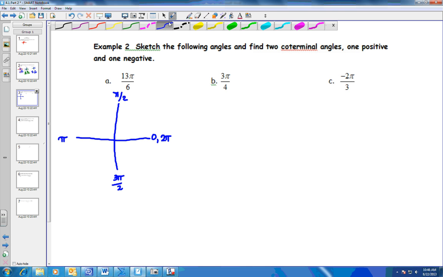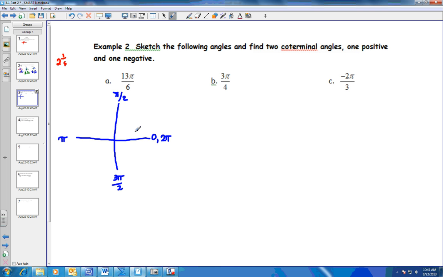All right, so if I want to sketch 13 pi over 6, one way to do this is to change this to degrees from your assignment from yesterday. That's going to be a lot of extra work. Here's how I look at it. 13 over 6, isn't that the same as 2 and a sixth? Okay, that means I'm going to go around 2 complete revolutions and then a sixth of the way up.